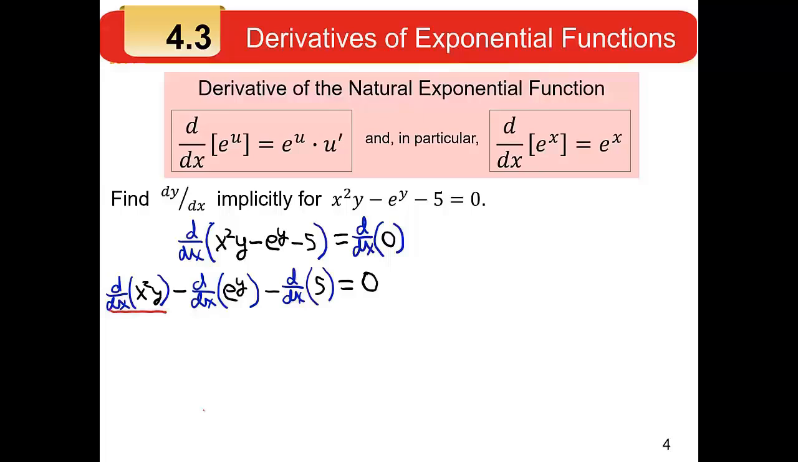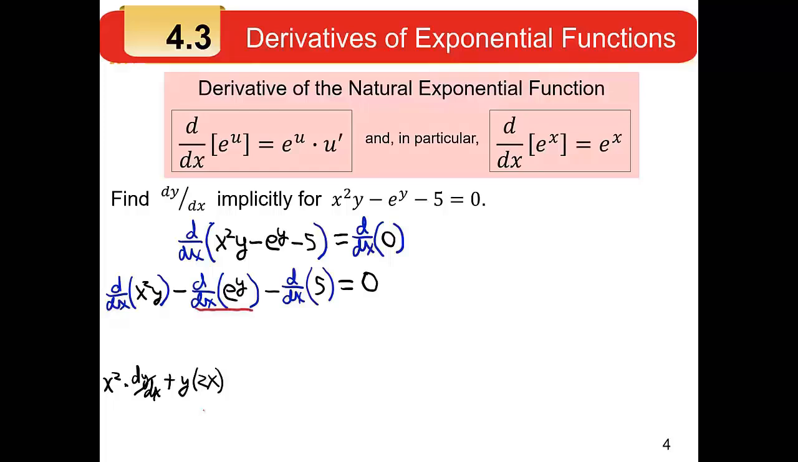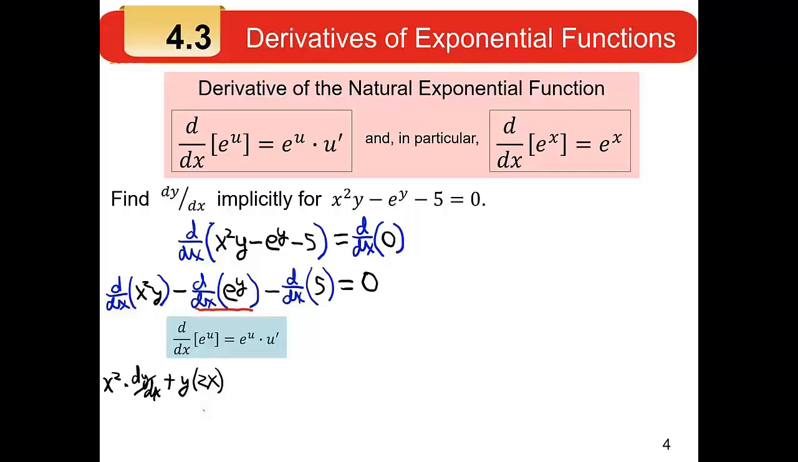So start off with the derivative of x squared y. That's a product, so we'll be using the product rule. Product rule says take the first factor times the derivative of the second plus the second times the derivative of the first. So that would be first factor x squared times the derivative of y, which is dy over dx, plus then you take the second factor, which is y, times the derivative of x squared, which is 2x. Now you move to the next term, minus the derivative of e to the y. Well, you've got to go back to your formula. The derivative of e to any power is e to that power times the derivative of the power. So we've got y instead of u, so it becomes e to the y times the derivative of y.